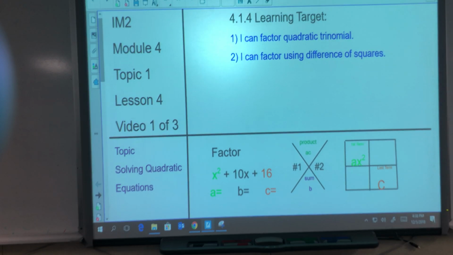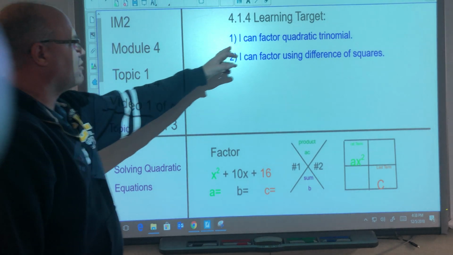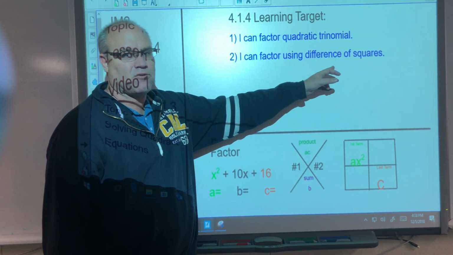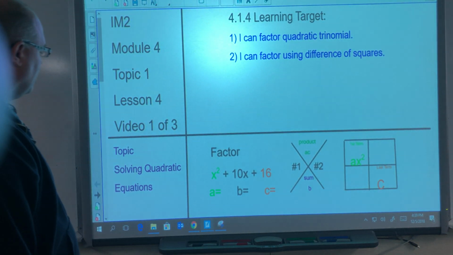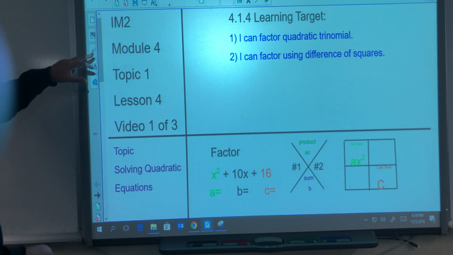These are your Integrated Math 2, Module 4, Topic 1, Lesson 4 notes. This is video 1 of 3. The learning targets on this video are: I can factor a quadratic trinomial, and I can factor using the difference of squares pattern we looked at in class. Write that down. I'm going to scroll here, so pause the video if you need to.